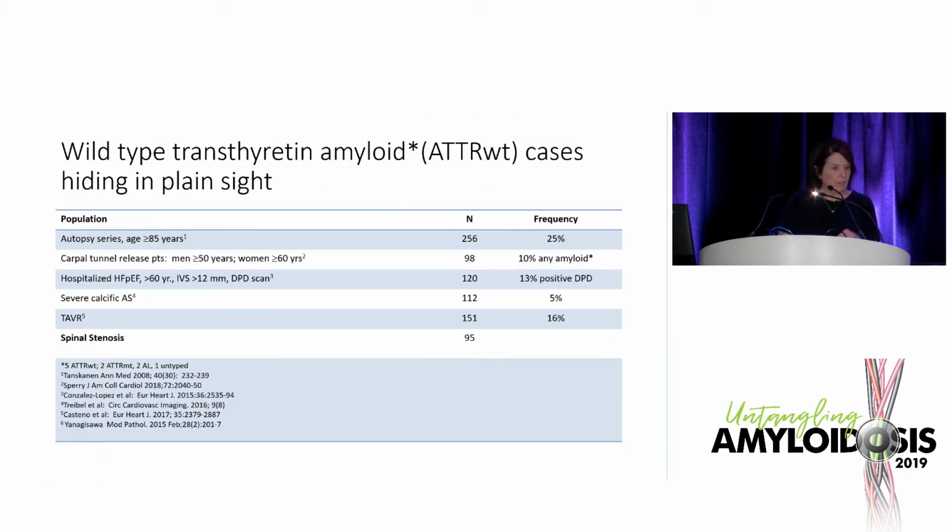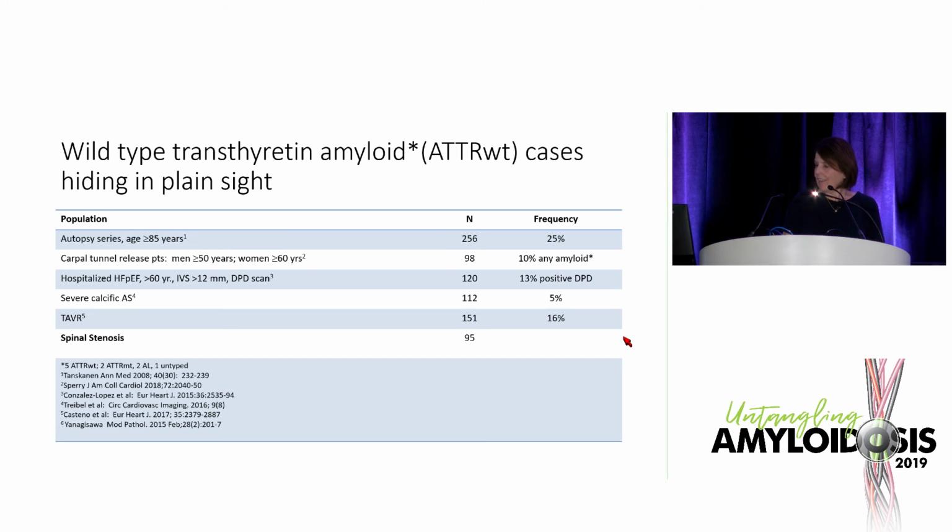So I'm going to just close a little bit with TTR amyloid. Looks like I'm slightly over, so I'm going to talk a little faster. But just to let you know that wild-type TTR amyloid is everywhere. So we've known from autopsy series that as people get older, it's common, originally thought to be incidental. But now we see with carpal tunnel syndrome, when it's bilateral, men over 50, women over 60, this is really not an uncommon disease. HFpEF, 13% of patients may have wild-type TTR, and that's half women.